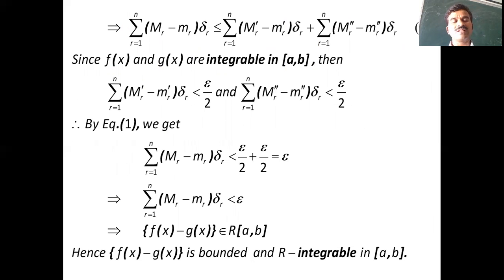Since f and g are integrable in the closed interval [a, b], we have these two as epsilon by 2 and epsilon by 2 respectively. Plugging these relations into equation 1, we get that the summation is less than epsilon. This is f(x) minus g(x). This difference is also R integrable. Hence, f(x) minus g(x) is bounded and integrable in the closed interval [a, b].